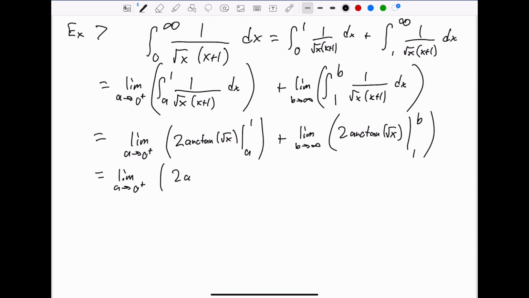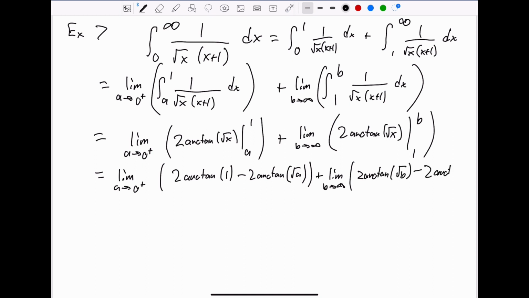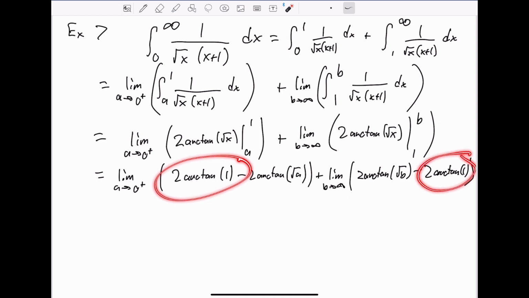Okay, I plug in 1 to begin with. 2 arctangent square root of 1 is just 1, minus 2 times arctangent of the square root of a, plus the limit as b approaches infinity, 2 arctangent square root of b, minus 2 arctangent square root of 1, which is just 1. Take a look at this. I have plus 2 arctangent of 1 minus 2 arctangent of 1. I don't even need to know the value of arctangent of 1. Those cancel out.